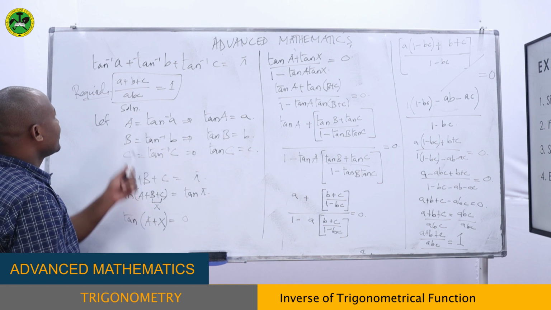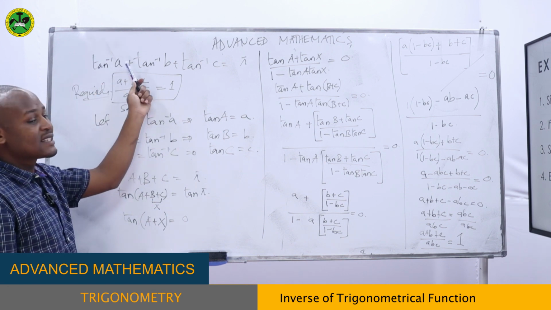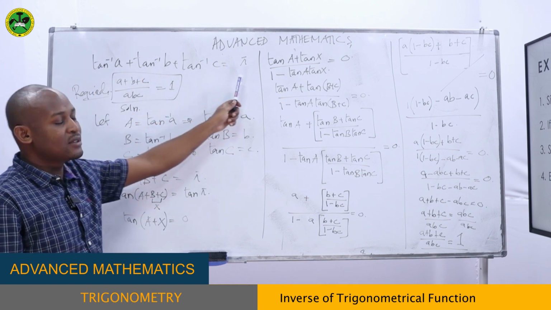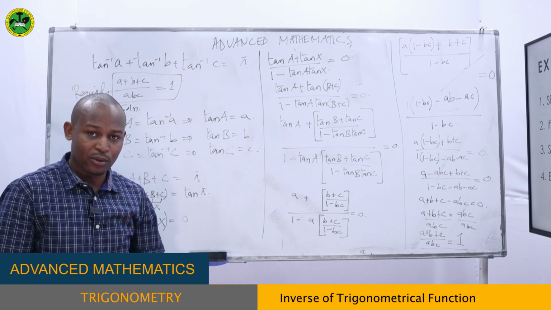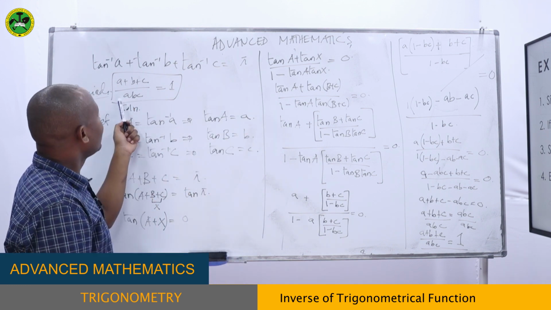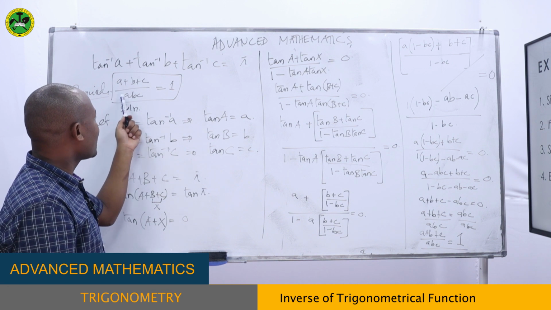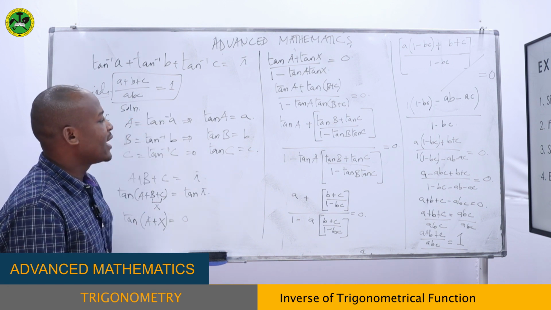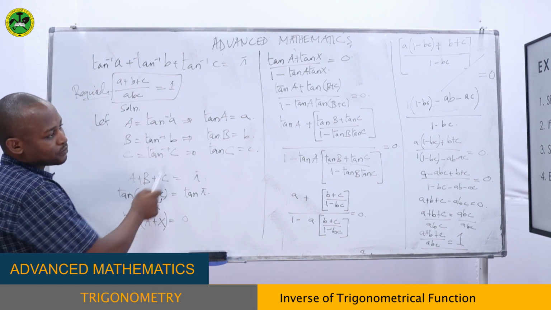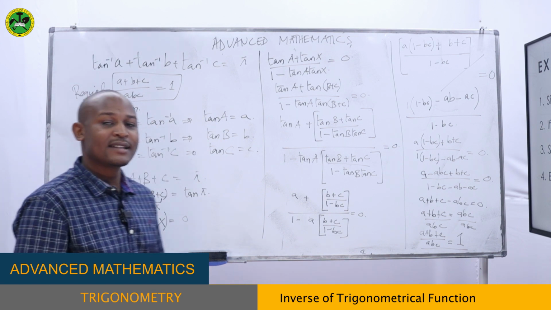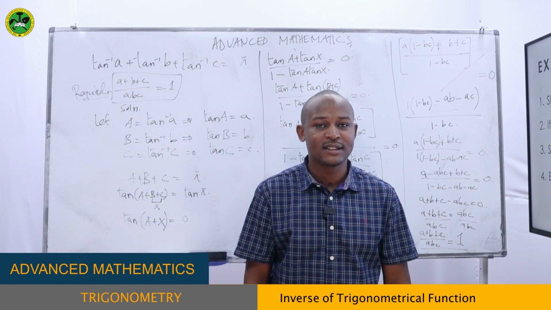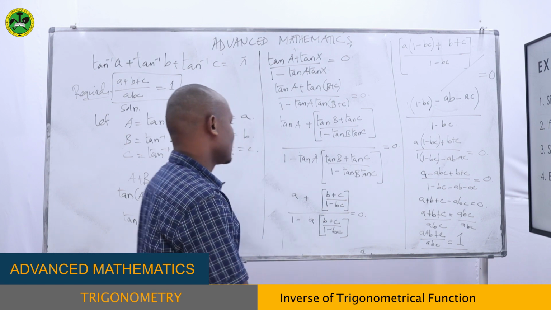We are told that if tan inverse of A plus tan inverse of B plus tan inverse of C is equal to pi, then we are required to show A plus B plus C over ABC is equal to 1. As you can see here, the procedure shows that this is quite the same.